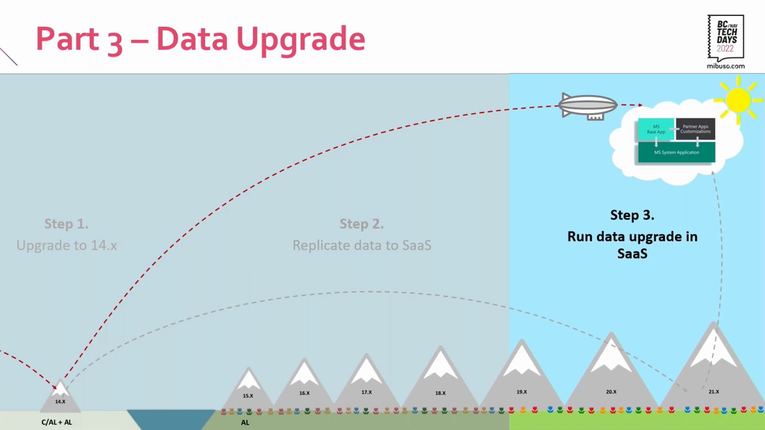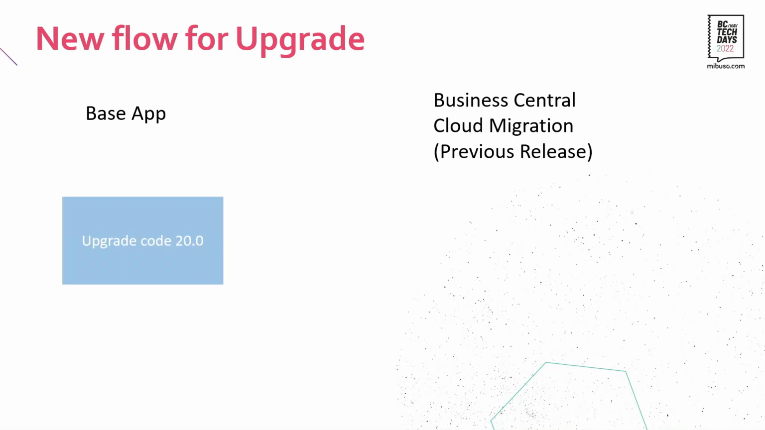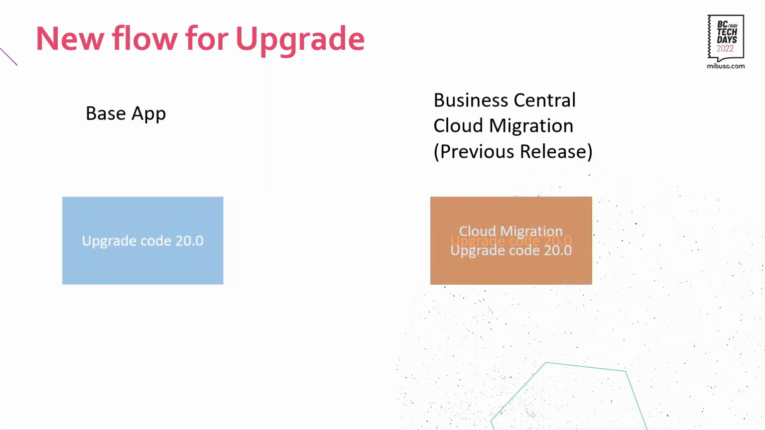So for the last step, it's going to be the data upgrade, and I'm going to show you two improvements that we did to the existing process. The first improvement is that we are leveraging the upgrade logic if you're cloud migrating from previous versions. To explain this in a little more detail, for version 20, when we wrote the upgrade code that is specific for version 20, we needed to take the changes and adapt them so we can use them for the cloud migration.